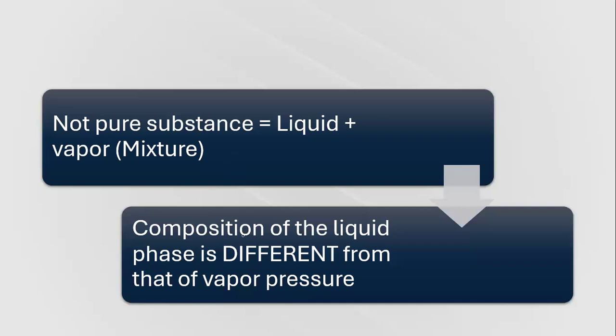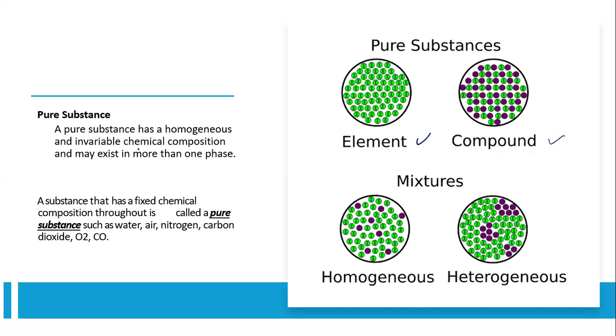That's why we say the composition is not the same. That's why I say to you, when I go back to this slide, the invariable chemical composition, right? Meaning, we have chemical compositions that are not different. They perfectly meet each other halfway.